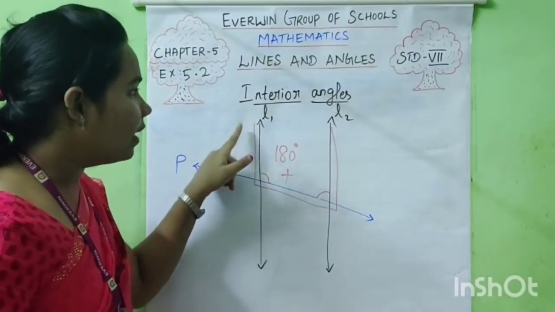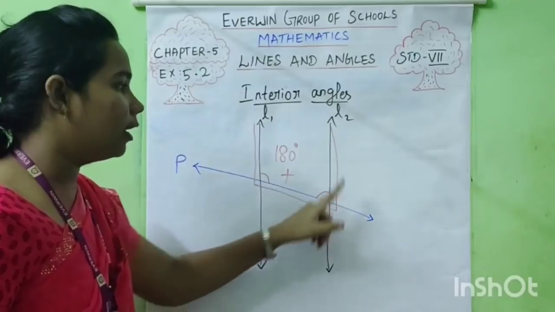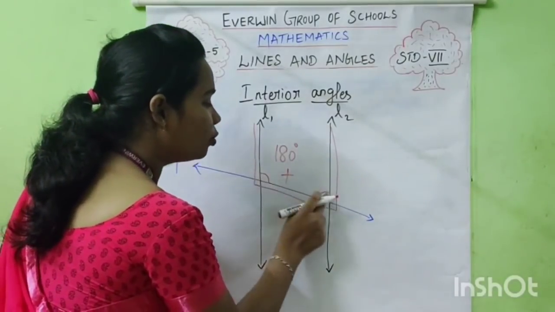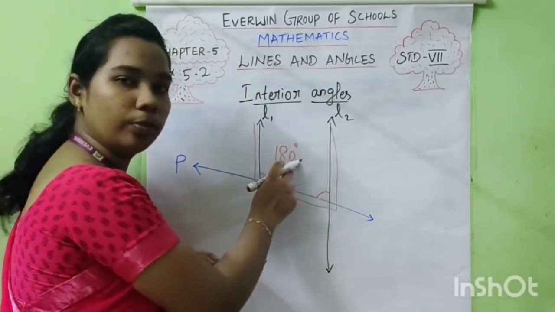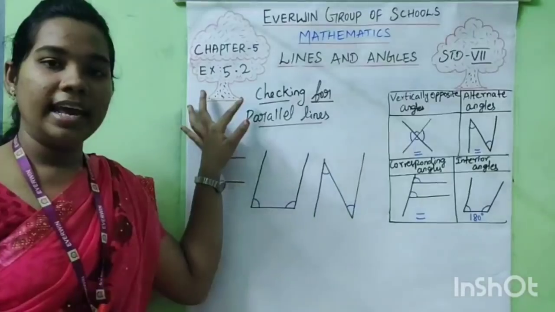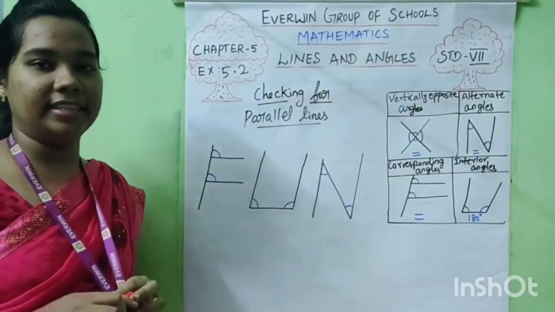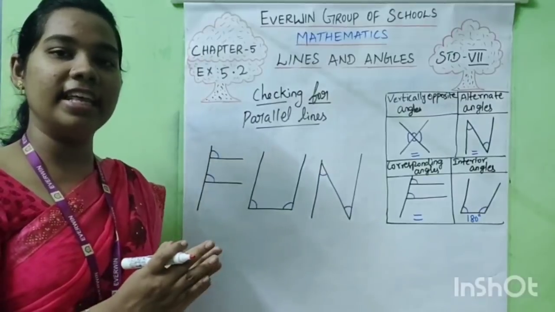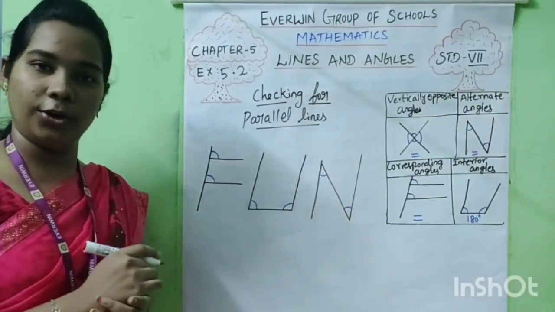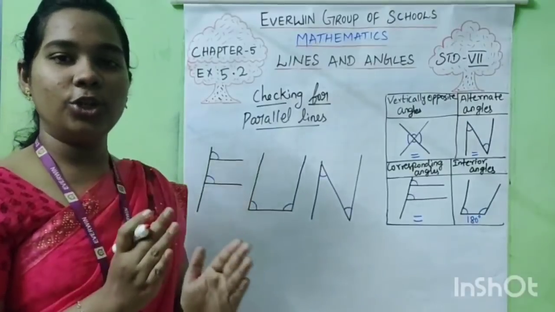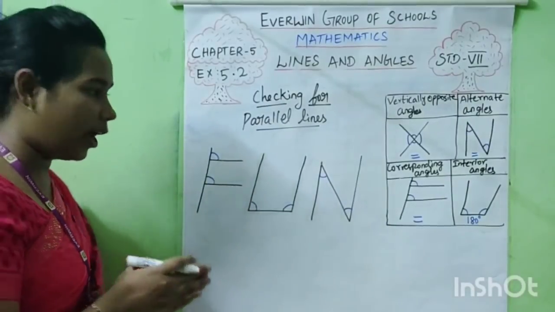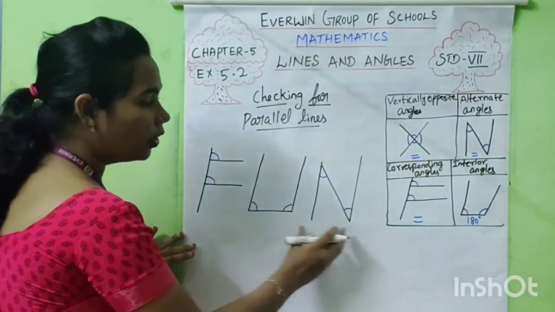Okay, children? Interior angles will always look like the alphabet U, and the sum of the interior angles should be 180 degrees. Next, checking for parallel lines. Now we are going to discuss how to check whether the given lines are parallel or not. For that, I am going to show one fun fact. Let us see now. F, U, N.